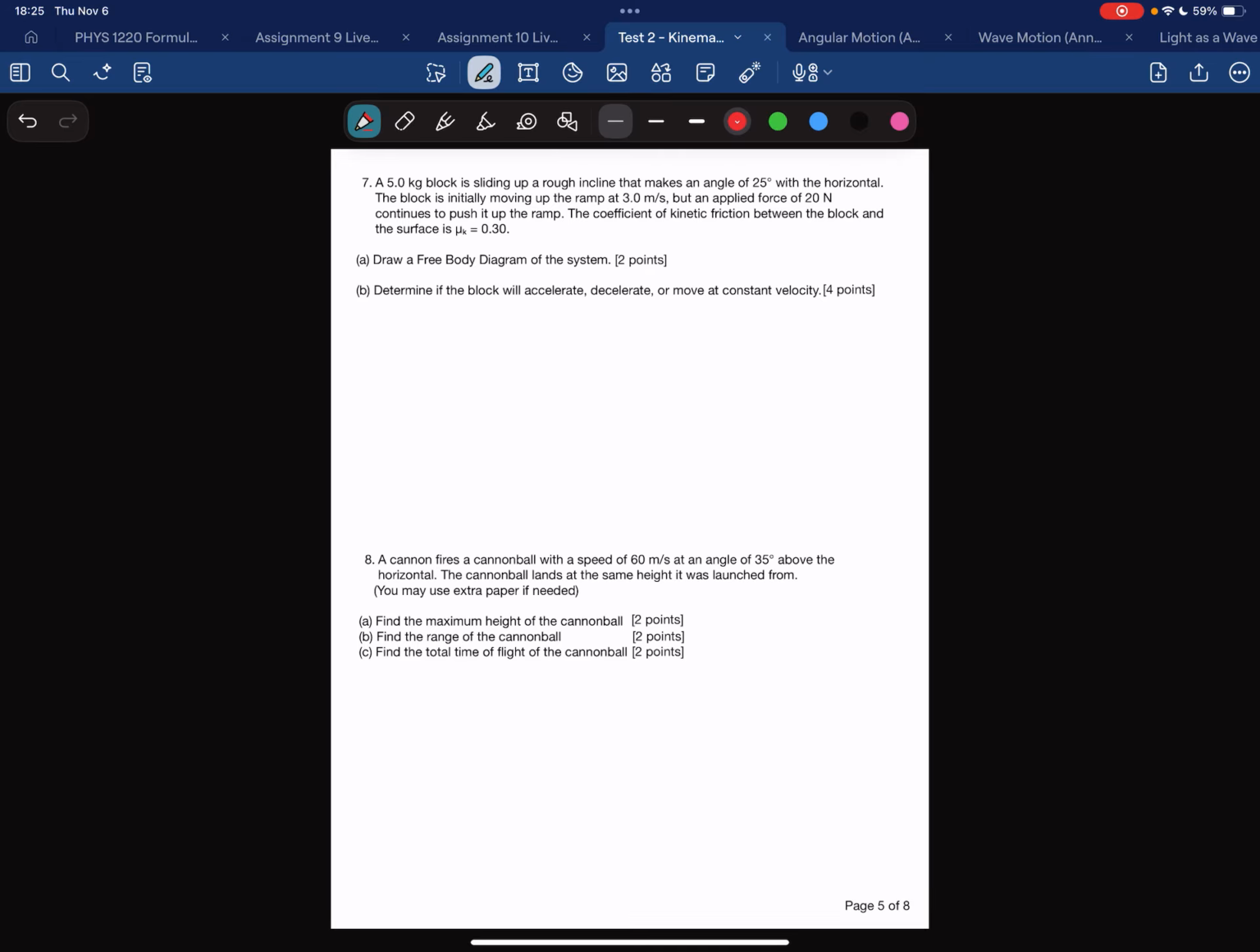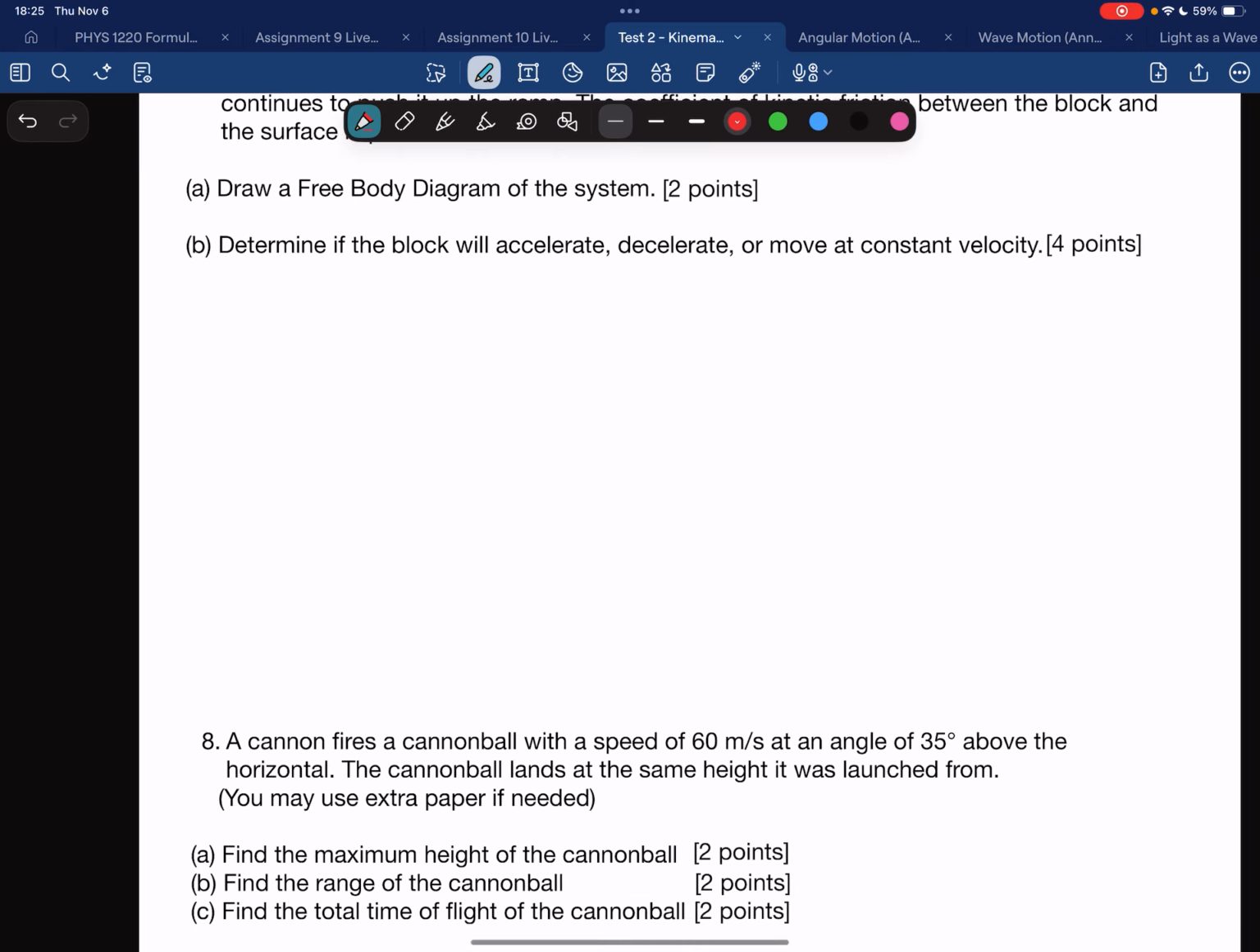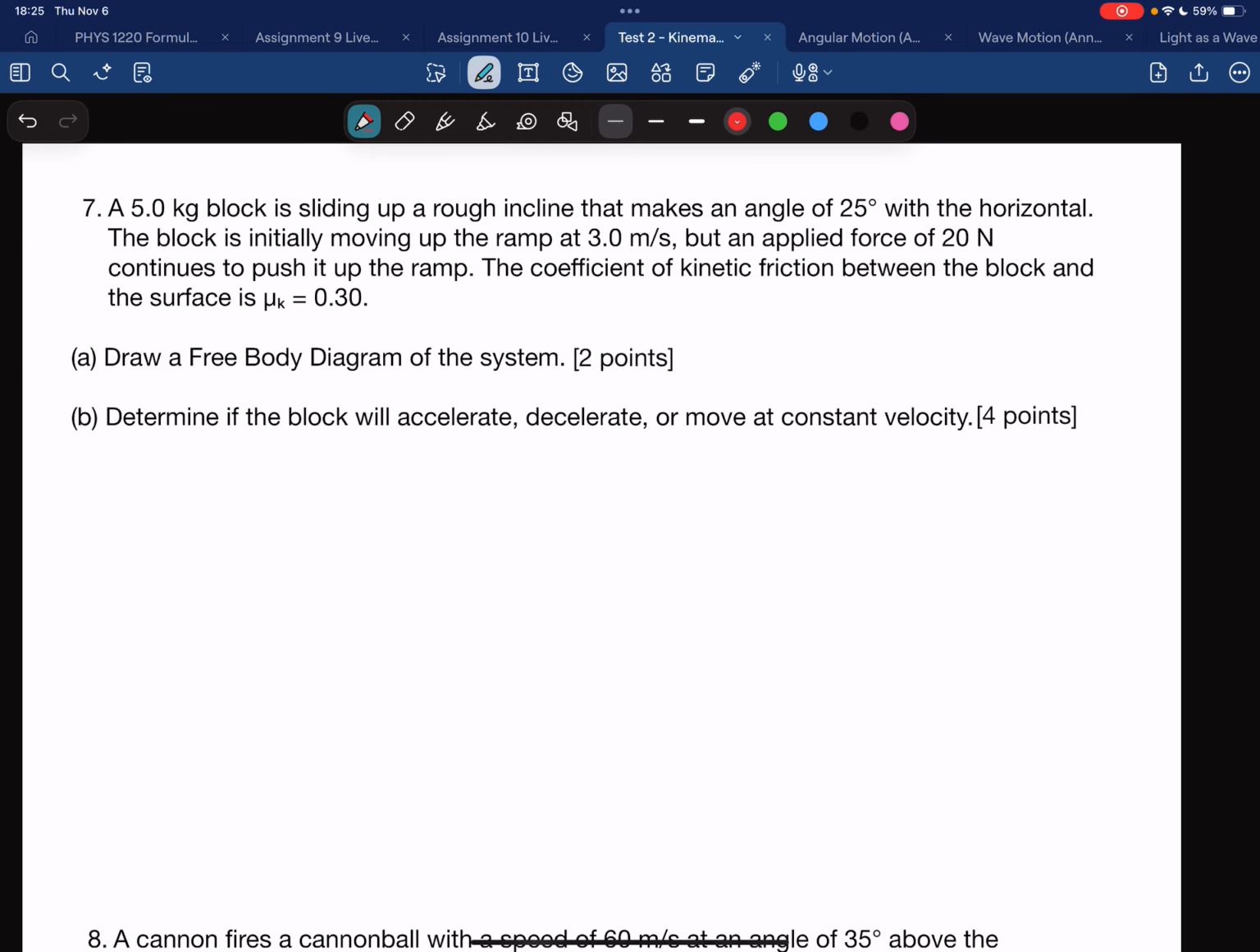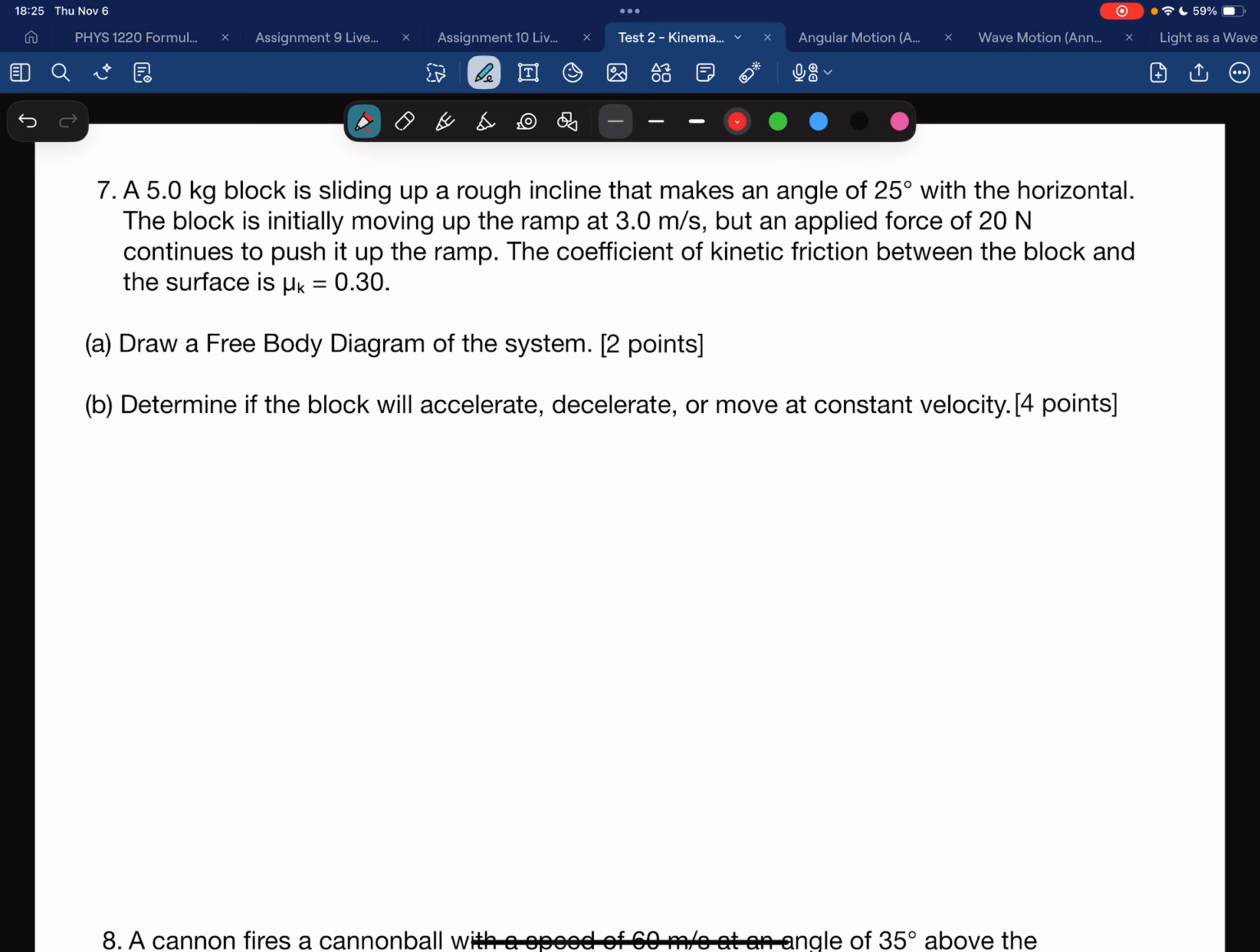Question 7. A 5-kilogram block is sliding up a rough incline that makes an angle of 25 degrees with the horizontal. The block is initially moving up the ramp at 3 meters per second, but an applied force of 20 newtons continues to push it up the ramp. The coefficient of kinetic friction between the block and the surface is mu k equals 0.3. Part A, draw a free body diagram of the system.